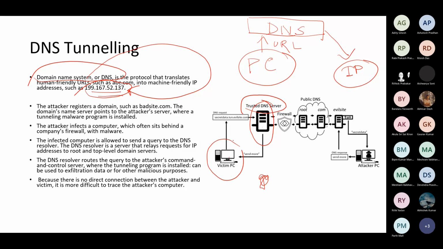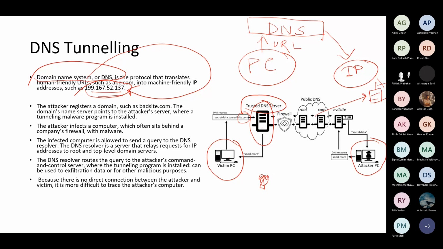You see this victim PC, it has requested some .com, some URL it has given, that we term as a DNS request. Now it is going to the DNS server. Now this DNS server is going through some firewall where some rules have been imposed about where you can go, etc. And it is passing to that public DNS. Now either in this trusted DNS server or this public DNS, the attacker has compromised that particular server. And then it was supposed to go to some other server A maybe. Now your request is getting translated to some attacker's PC.